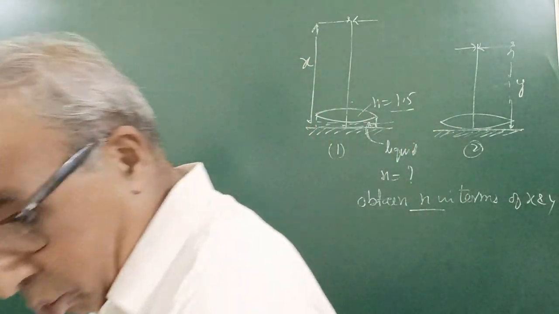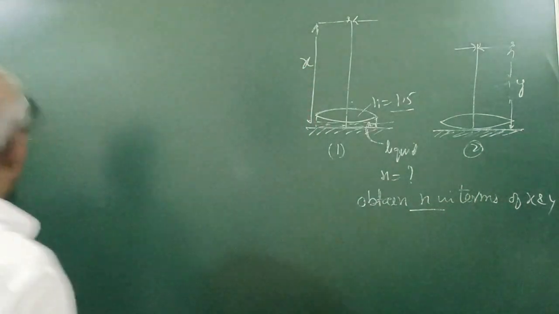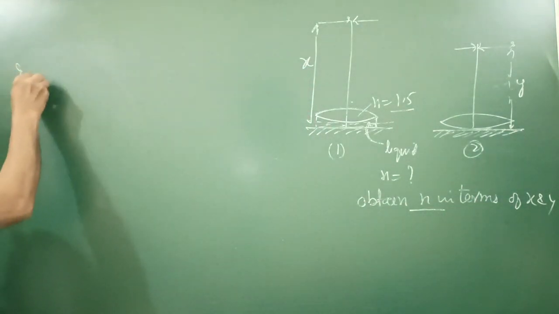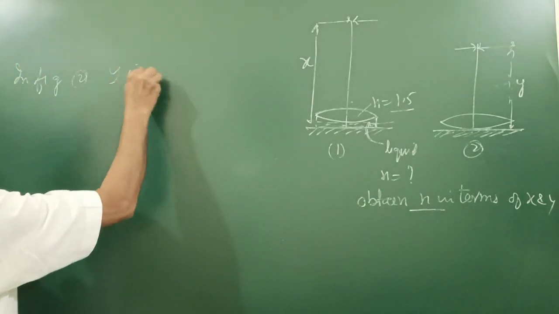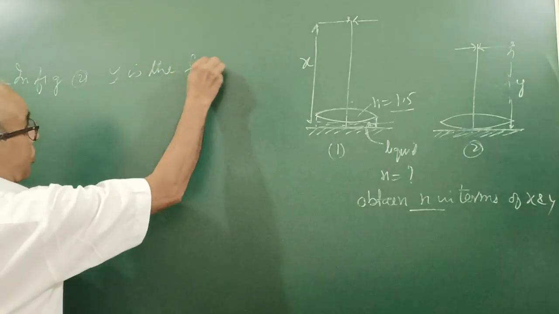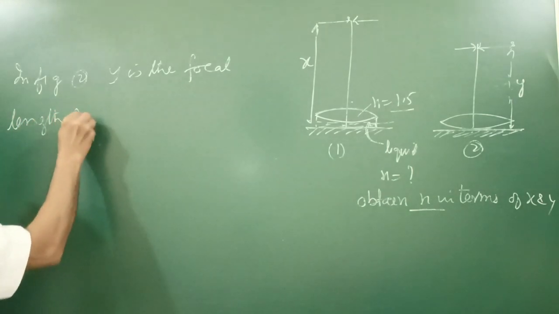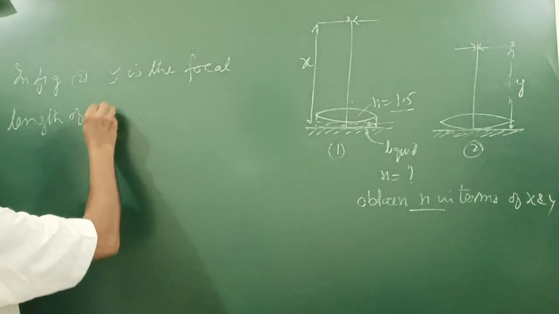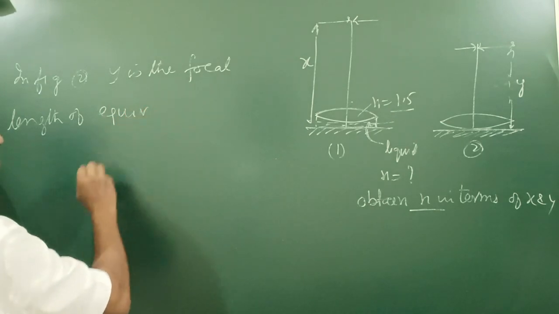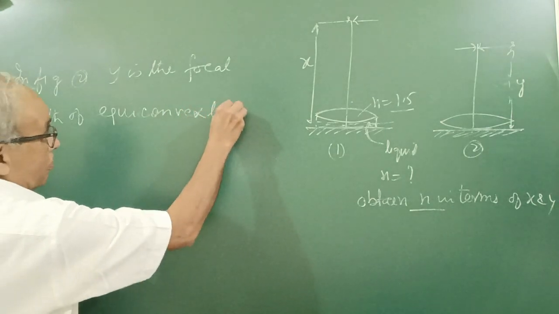So, from figure 2, in figure 2, y is the focal length of the equiconvex lens.